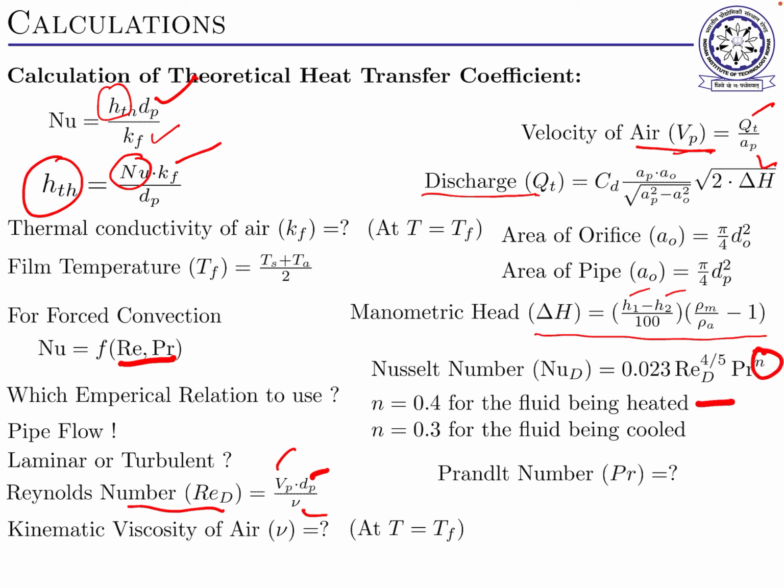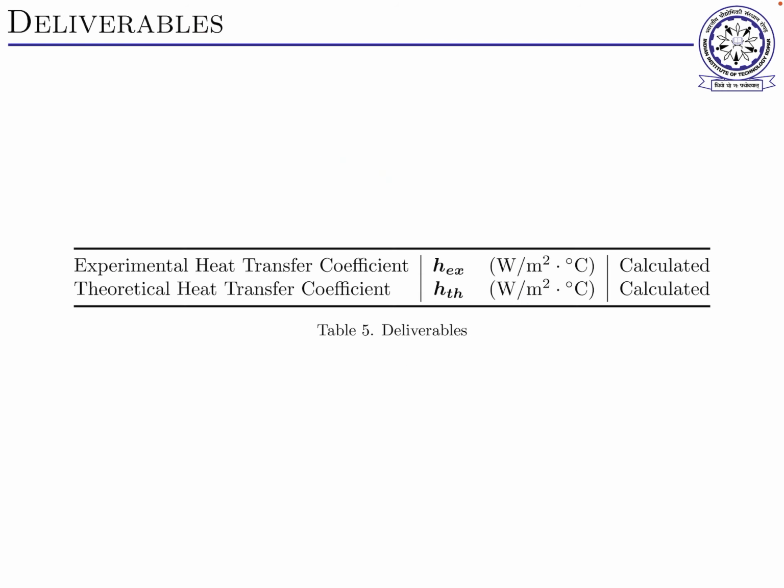So what happens now? We have the Reynolds number, the Prandtl number, and n, so we have the Nusselt number. Now when we put this Nusselt number into this equation, we will get the convective heat transfer coefficient, the theoretical value. For the deliverables of this experiment, these two values have to be calculated, maybe at one point or maybe for different readings. That will depend on what kind of data you get. Thank you.